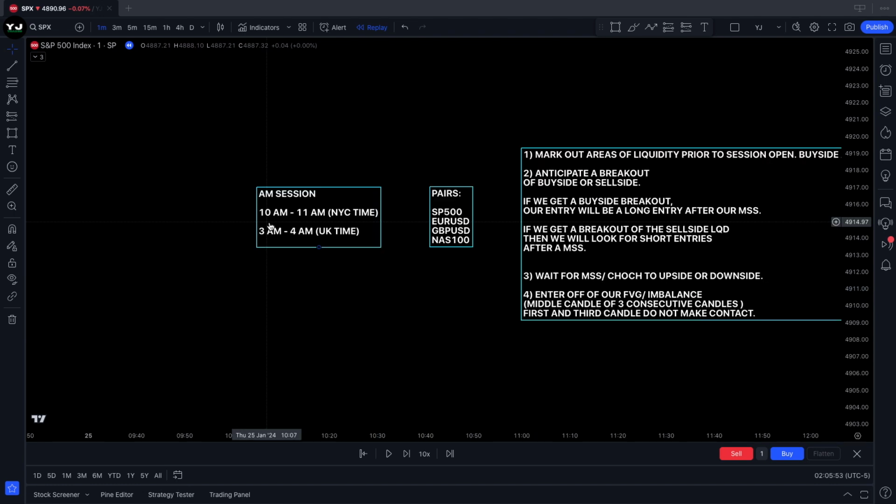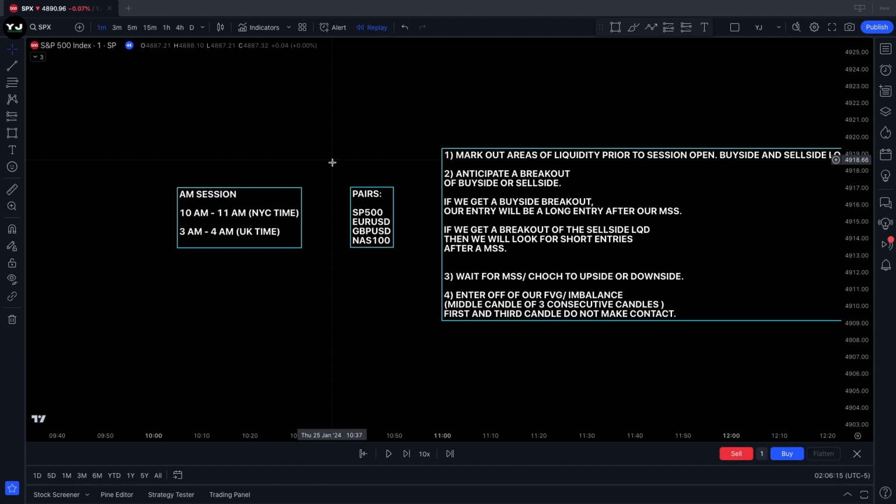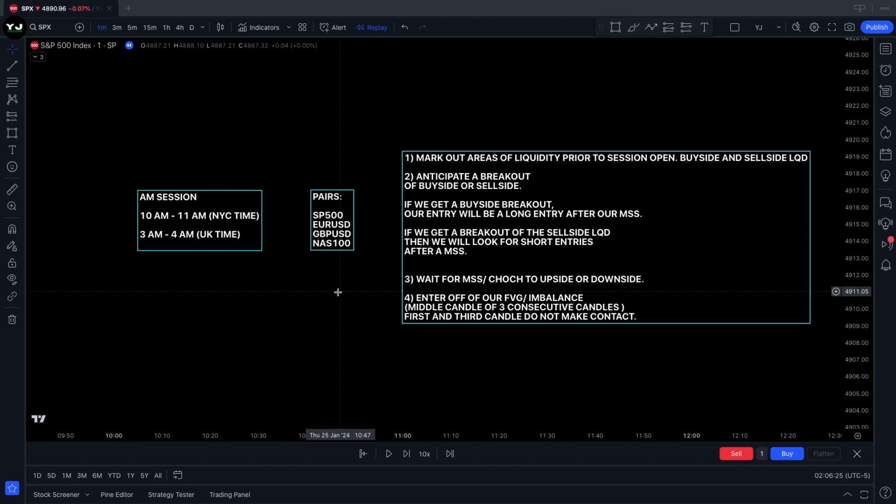For this example, I'm going to be following the 10 a.m. to 11 a.m. New York time. So this is an AM session, so if it was UK time, you'd be looking out for the 3 a.m. to 4 a.m. session. The pairs that you want to use for this strategy are the S&P 500, Euro USD, GBP USD, and NAS 100. As mentioned earlier, in today's example, I'm going to be focusing on the S&P 500.